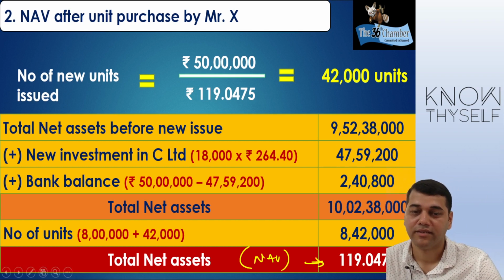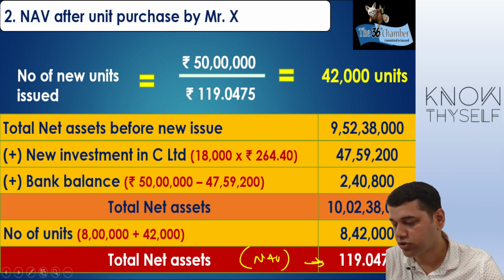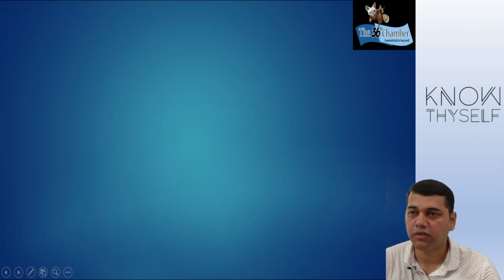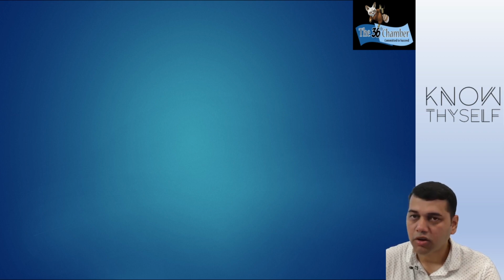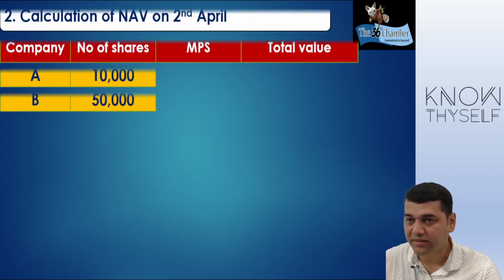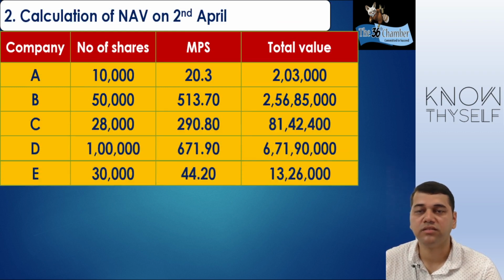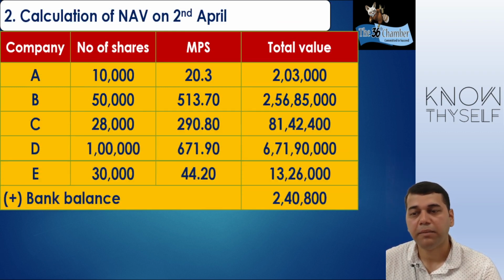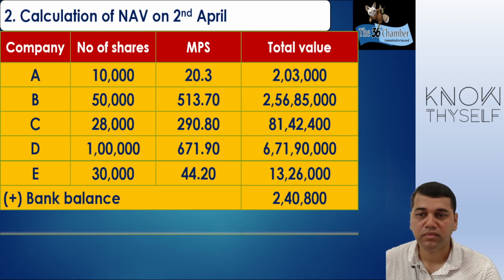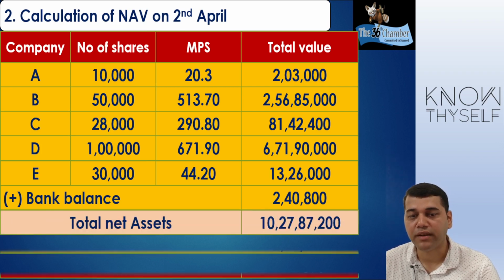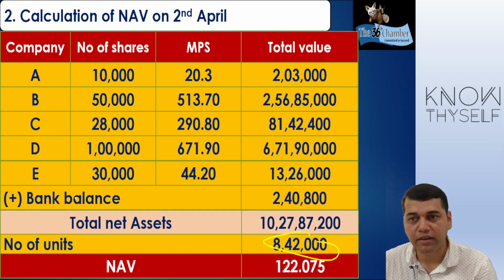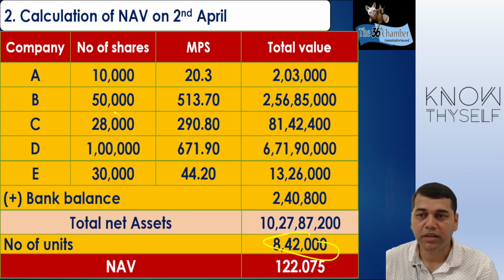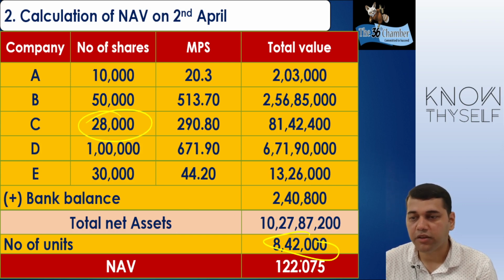Next day prices change, right? It's the third question. Second part of the question we are done. Now we'll move to the third part of the question. What is my 2nd April NAV? So I have got all the assets now, A, B, C, D, but in C, number of shares got increased. And my bank balance remains same. So total assets will be 10 crore 27 lakhs. And my NAV and units also got changed here. So what got changed is, every value has changed because of the change in the market price. But here quantity got changed. And here number of units got changed. So you got 122.075.